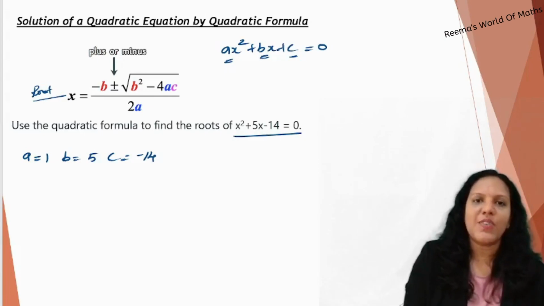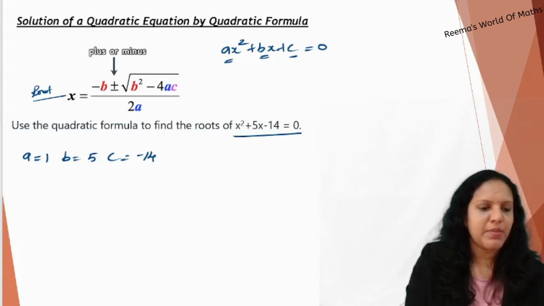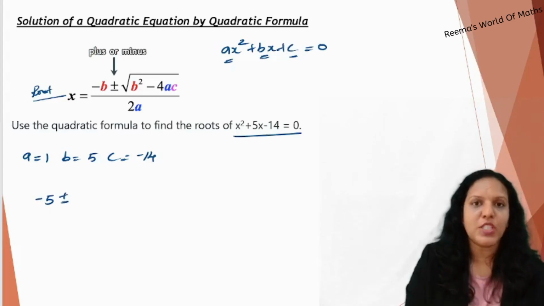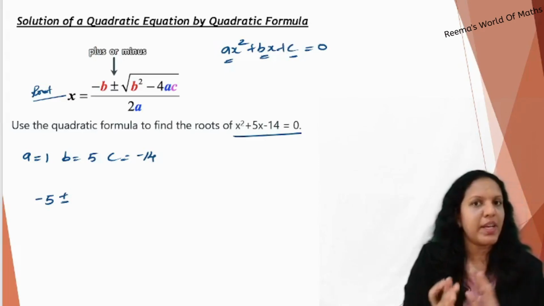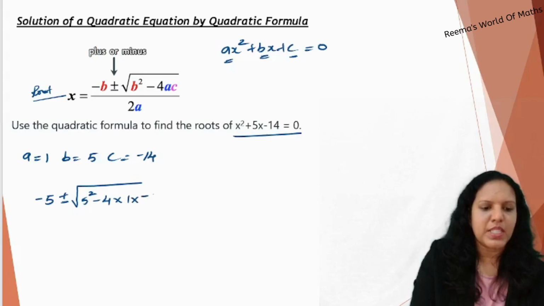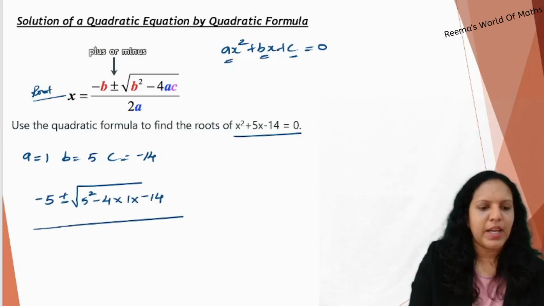Now let's replace these values in the quadratic formula. Minus b is minus 5, since b is equal to 5, plus or minus. We can find two roots, first by addition and then by taking the minus sign as well. So that is plus or minus square root of b squared, which is 5 squared, minus 4 multiplied by a, which is 1, multiplied by c, which is minus 14, divided by 2 multiplied by a, which is 1.